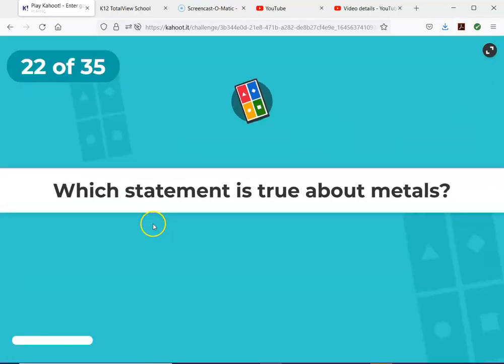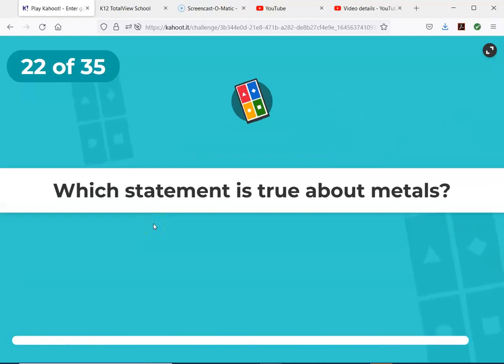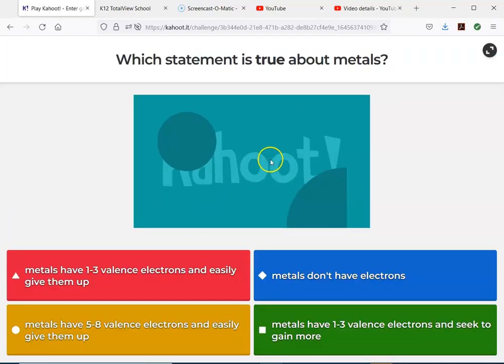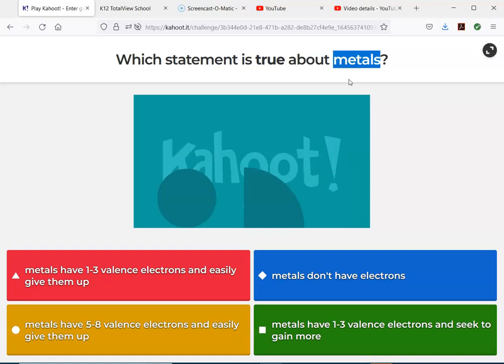Number 22. Which statement is true about metals? Remember the periodic table. Metals are on the left, non-metals are on the right. Remember some things about metals. Metals have 1 or 2 or 3 valence electrons. They are shiny, malleable, ductile, good conductors, solids at room temperature, except for 1. So which one fits all of those categories? And because they only have 1 or 2 or 3 valence electrons, they do easily give them up.